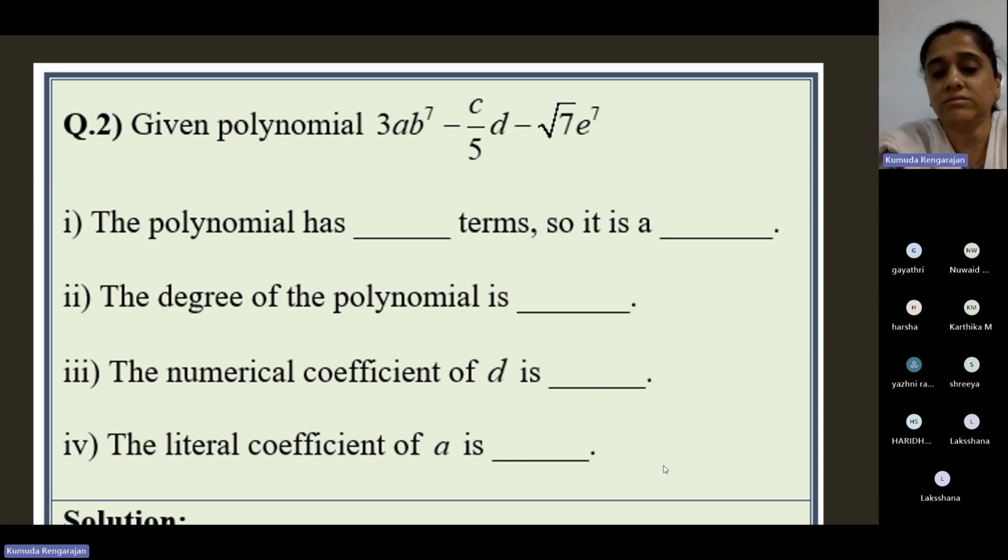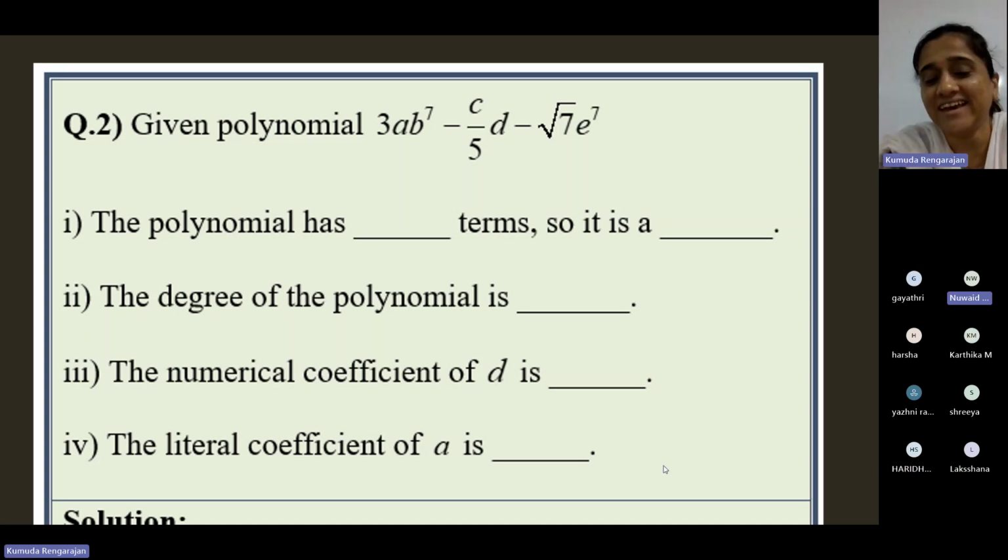Yeah, online children, please participate. The polynomial has dash terms. How many terms? Three terms. So it is a trinomial. Correct. The degree of the polynomial is 7. 7, miss. 8, ma'am. The degree of the polynomial is 8.